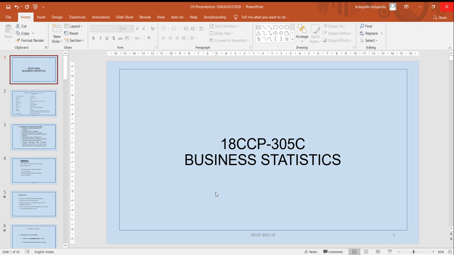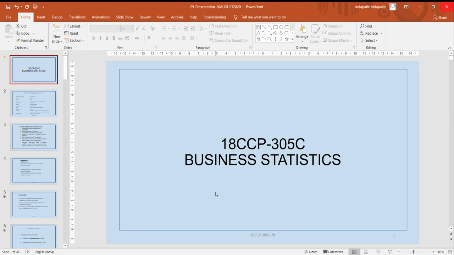In the fourth unit, in measures of dispersion, we have learnt about the range, coefficient of range, mean deviation, coefficient of mean deviation, quartile deviation, semi-interquartile deviation, coefficient of quartile deviation, and finally we have learnt about the standard deviation.